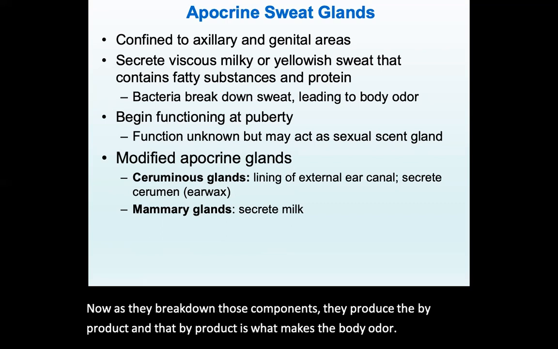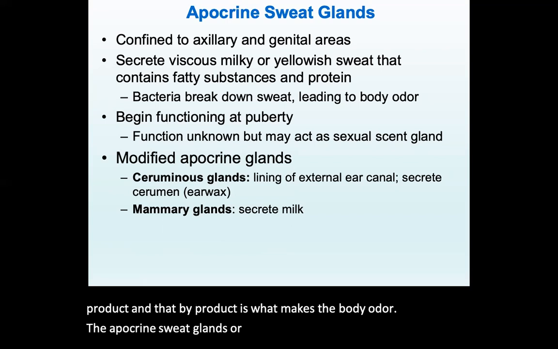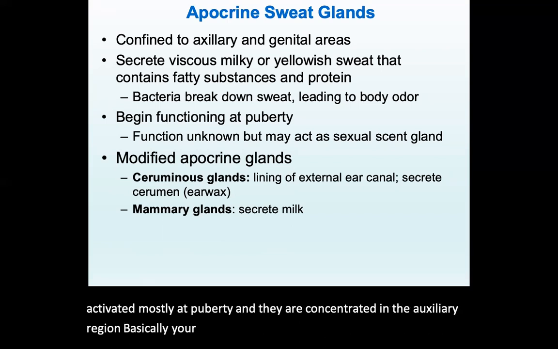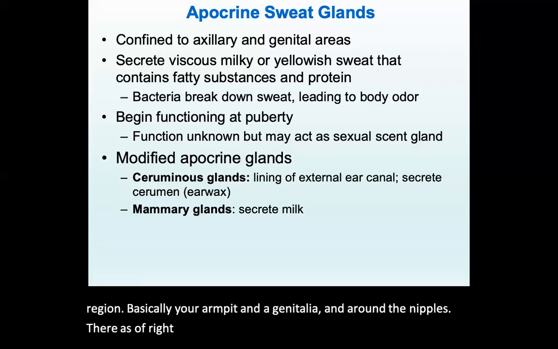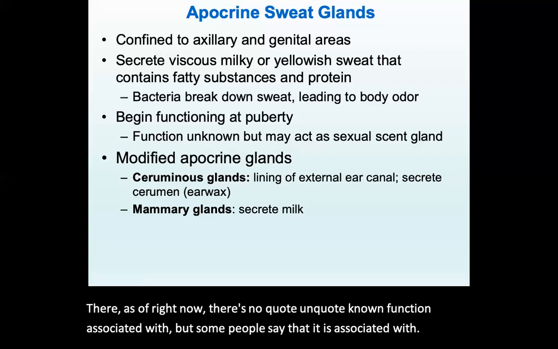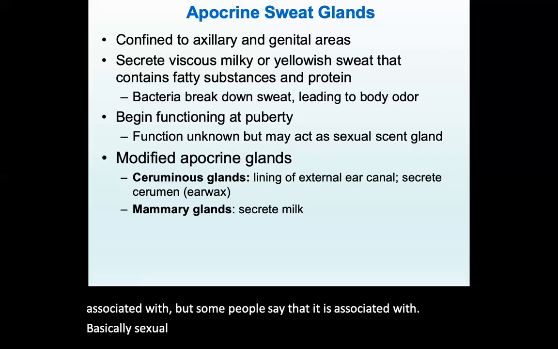Now, the apocrine sweat glands are not as active before puberty. They do get activated mostly at puberty, and they are concentrated in the axillary region, basically your armpit, the genitalia, and around the nipples. As of right now, there is no quote-unquote known function associated with that, but some people say that it is associated with sexual tendencies, in that it acts as quote-unquote pheromones.